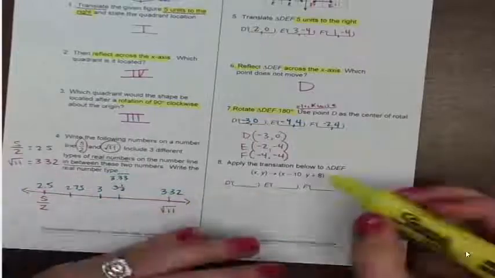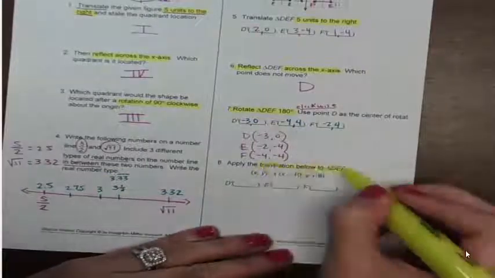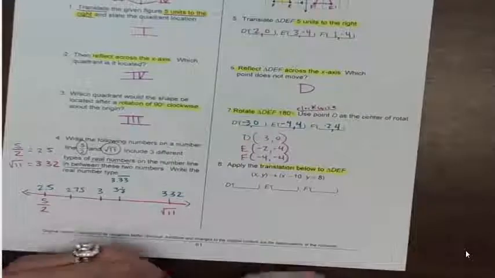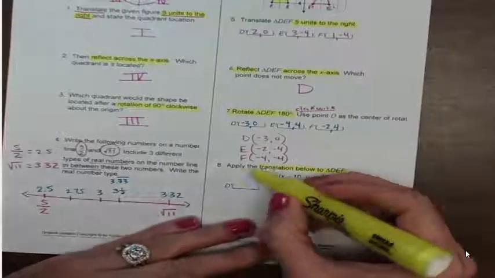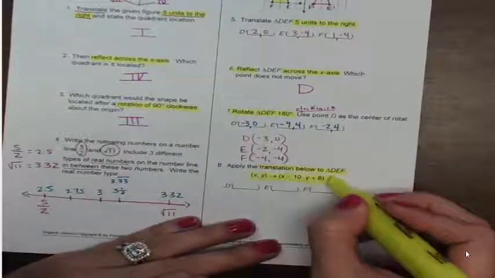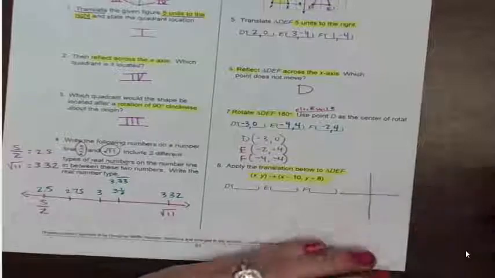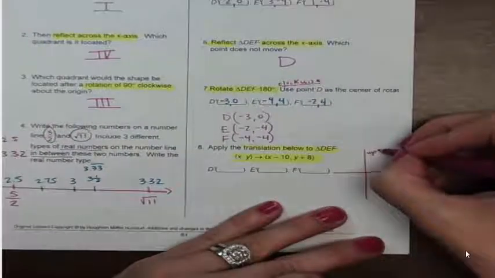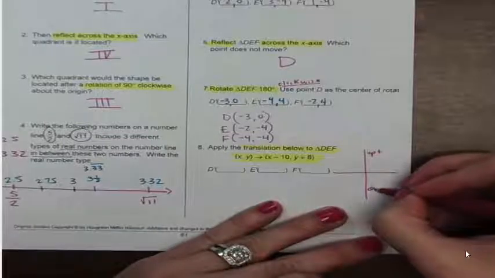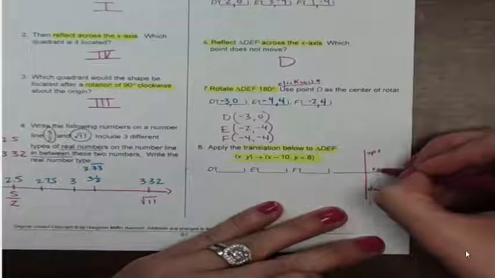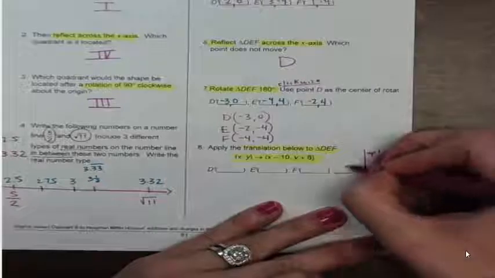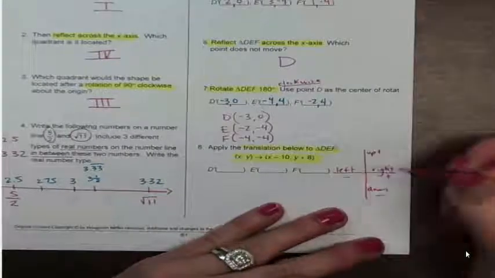Okay, now it says apply the translation, which means to slide, below to triangle DEF. So the translation, the rule that was given is x minus 10 and y plus 8. So again, if I draw my coordinate plane, okay, I know if I go up, it's a plus number. If I go down, I'm subtracting. If I go right, I'm adding. And if I go left, I'm subtracting again.